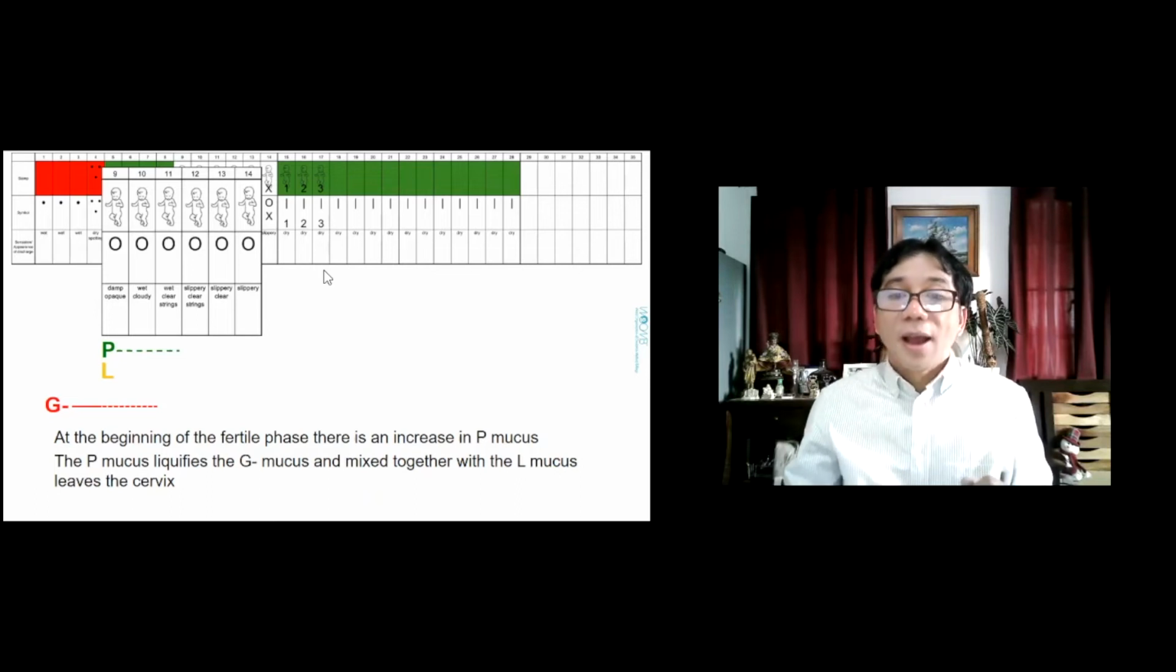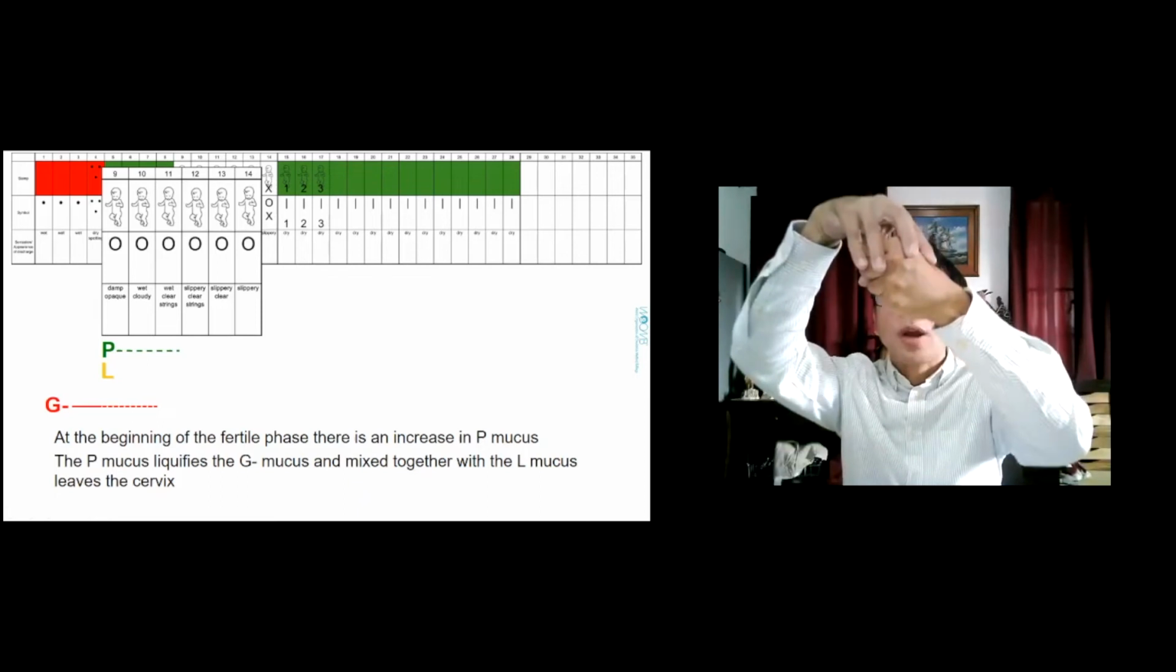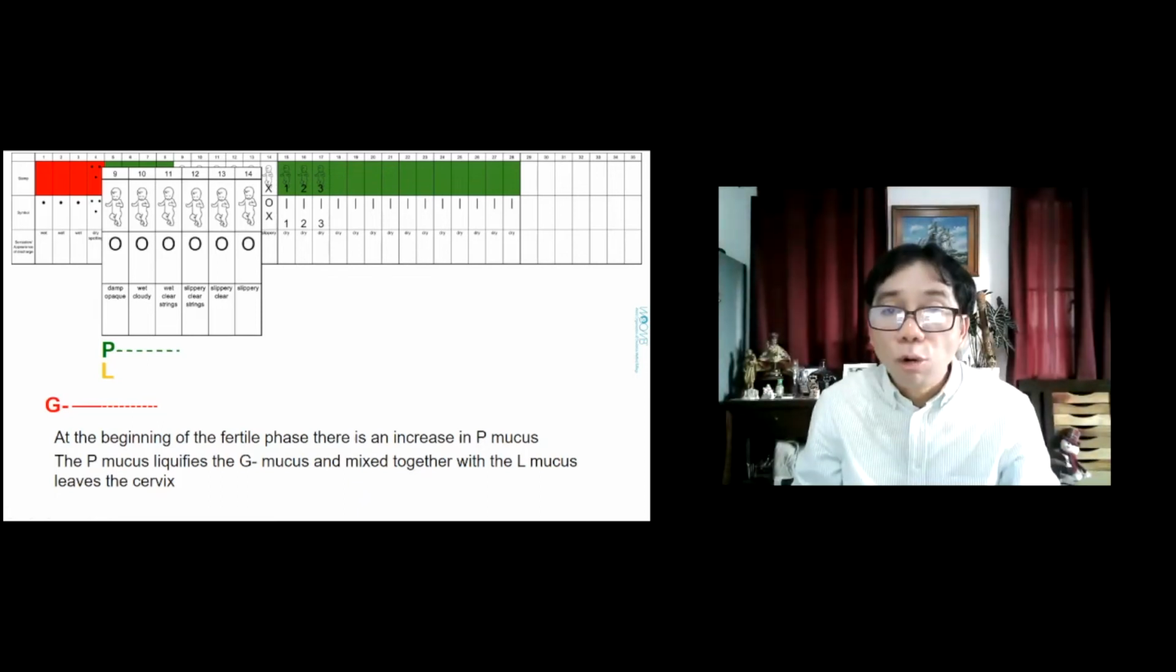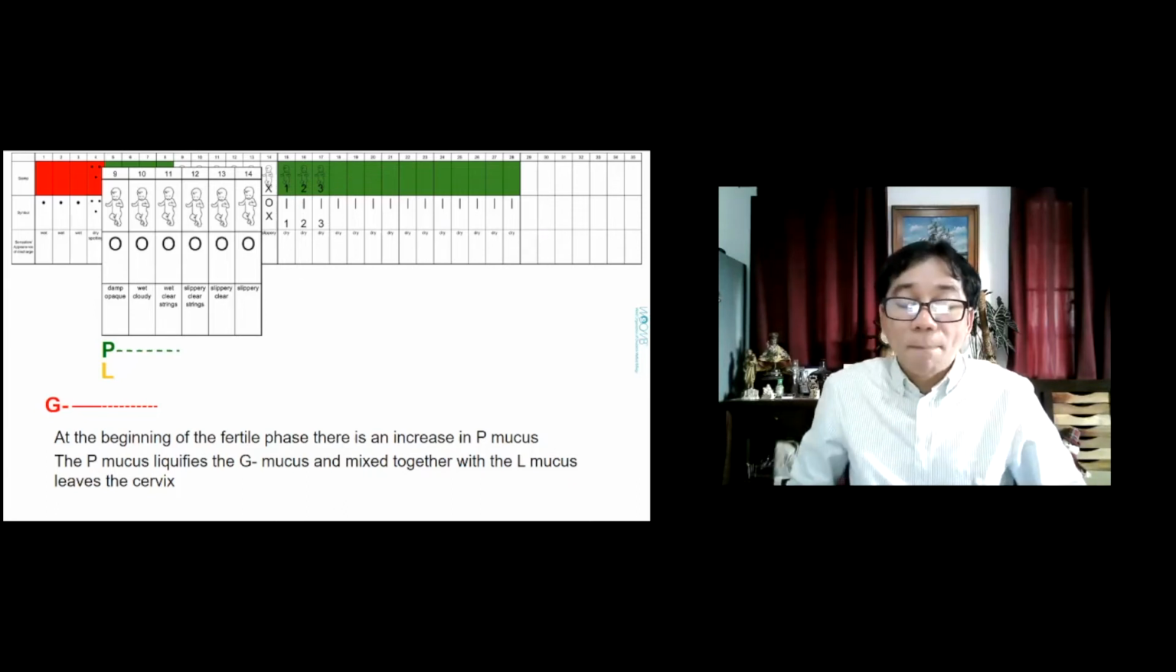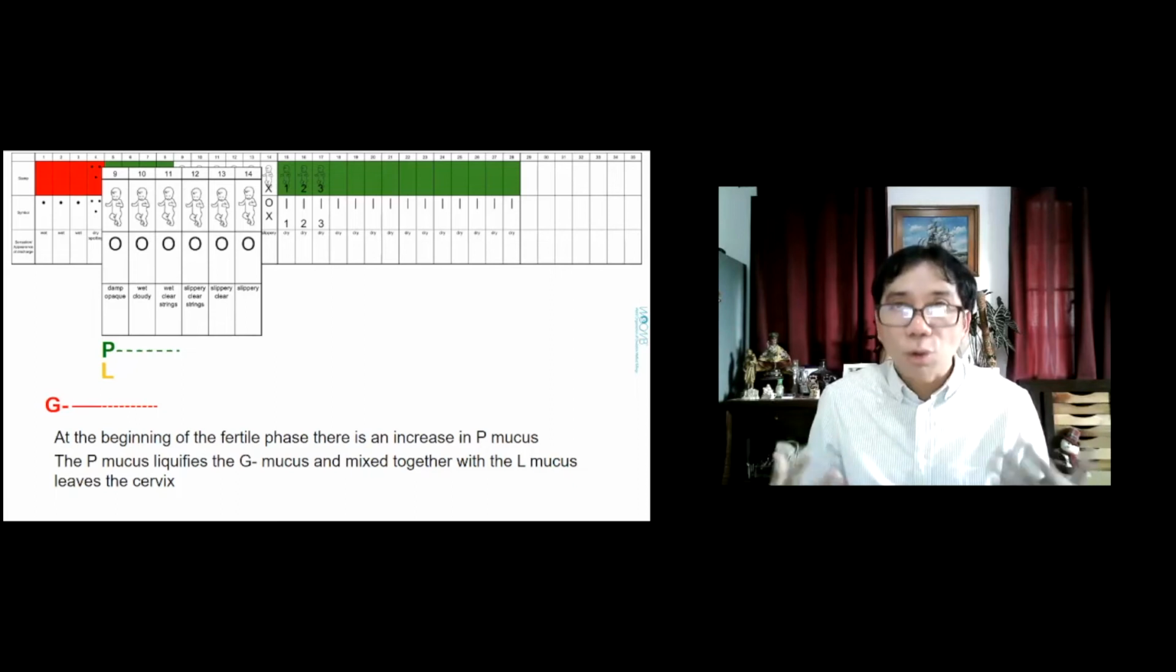Tutunawin niya. Kapag natunaw niya ang G mucus, the G mucus now will be dislodged, mahuhulog, at ito ay babagsak sa underwear ng isang babae. At ang babae mararamdaman niya may bumagsak sa kanyang panty, sa kanyang underwear. Bakit natanggal ang G mucus?